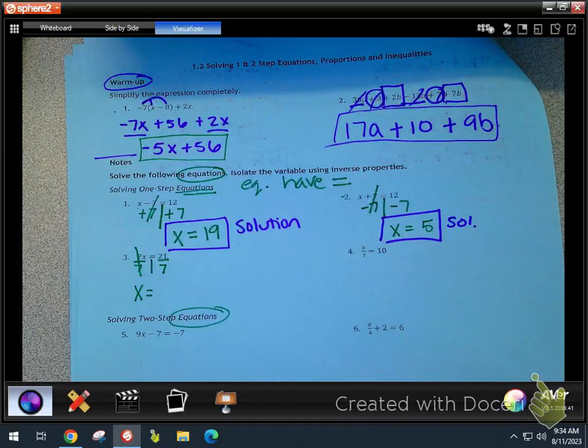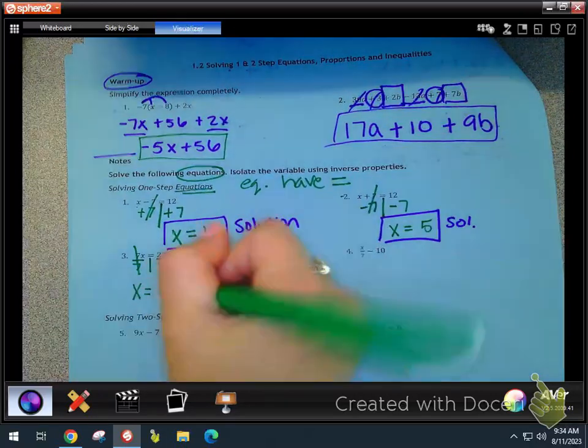I kind of drew my line through it, but anything divided by itself is 1. On the flip side, 21 divided by 7 is 3.